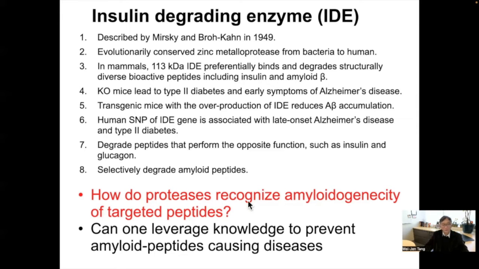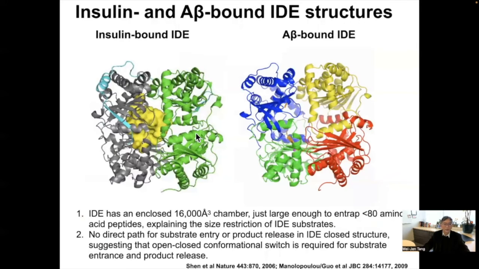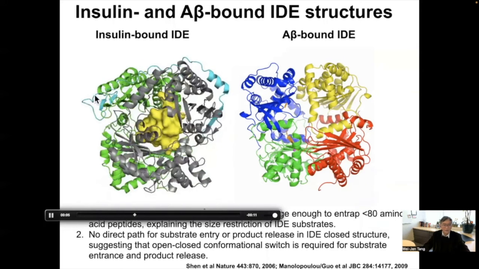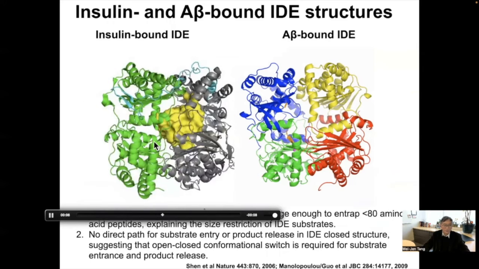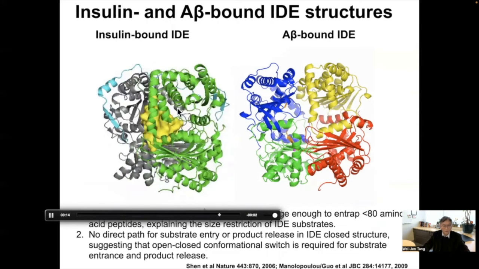So we want to know how this protein recognizes the amyloidogenicity of the target peptide. We first reported the dynamic structure of IDE in 2006, showing it also has a sizable chamber to entrap peptides less than 80 amino acids long. The chamber has one side positive and one side negative, so it can entrap peptides that have a high dipole moment. In the monomer, this is N and this is C of the IDE, connected by a segment called the linker. N and C are homologous to each other, and the peptide, insulin in this case, is entrapped inside.